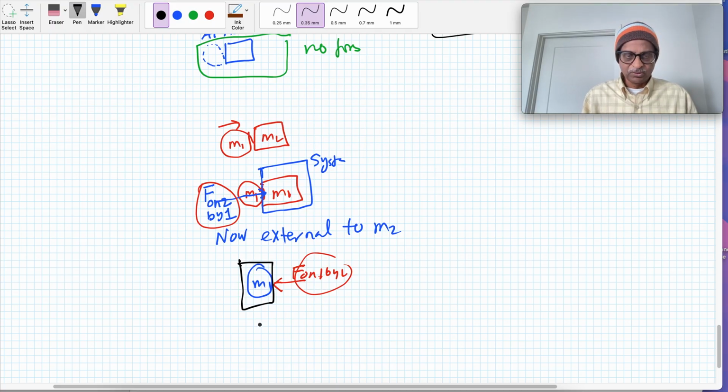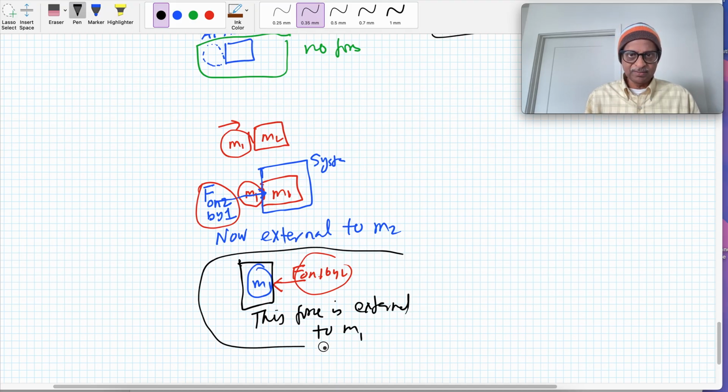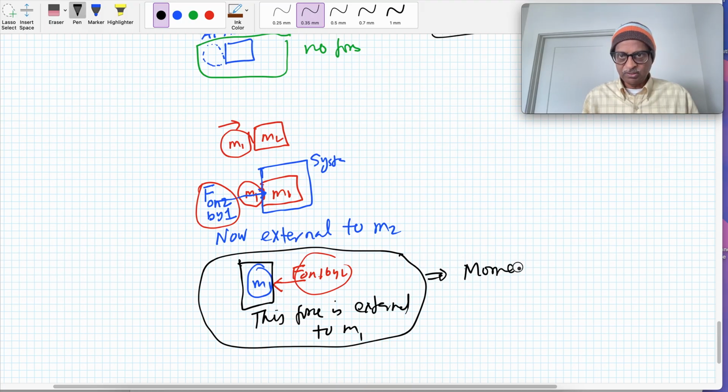So this force is external to M1. So if this is the case, then the momentum of M1 is not conserved. The momentum of M1 will change, or will not be conserved, in the collision.